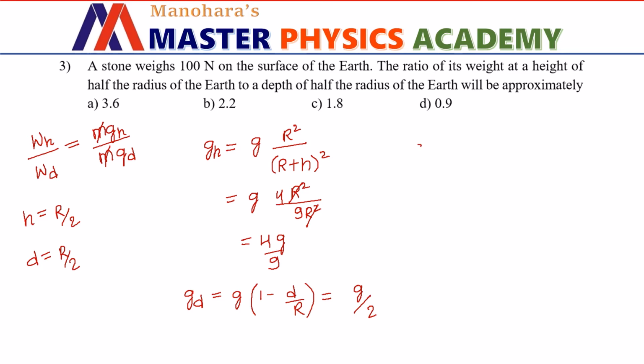Now we need to calculate the ratio, that is gh by gd. Substituting, we will be getting 4g divided by 9 into 2 divided by g. So g and g getting cancelled out. So what do we have finally is 8 by 9. So what is the value of 8 by 9? It is going to be approximately equal to 0.9 as given in option D.